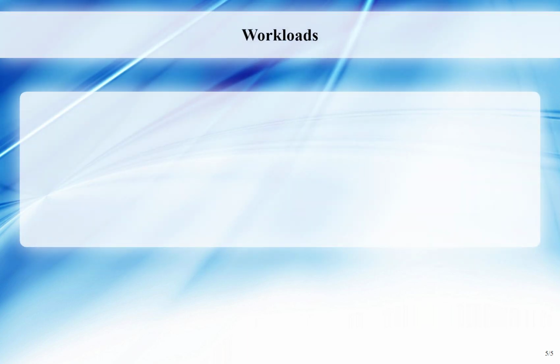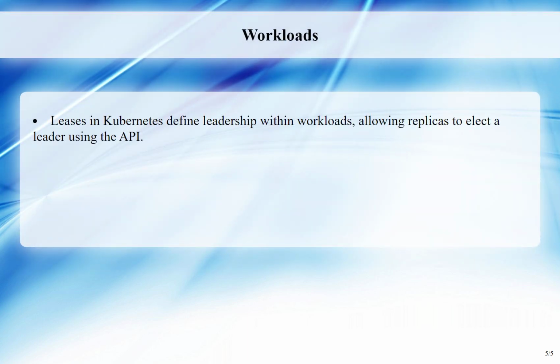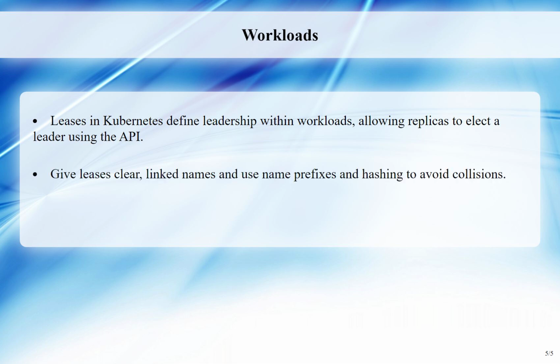Workloads. Using leases in Kubernetes can help define leadership within a workload, especially when running custom controllers. By creating a lease, controller replicas can elect a leader using the Kubernetes API for coordination. It is recommended to give the lease a name that is clearly linked to the product or component, such as example-foo for a component named example-foo.